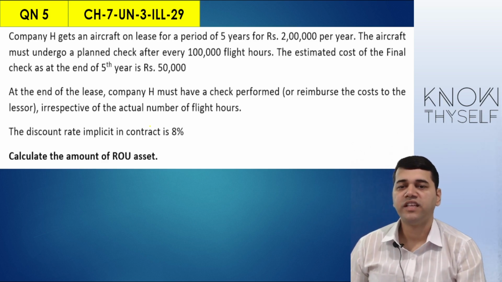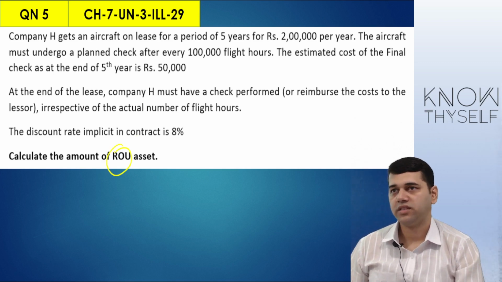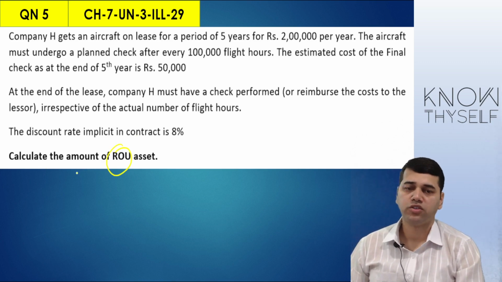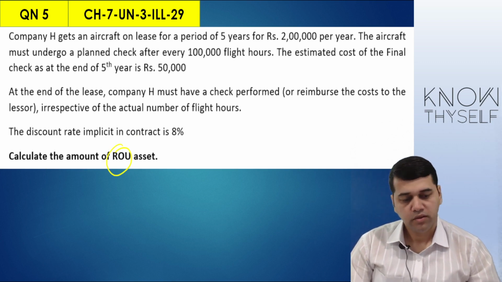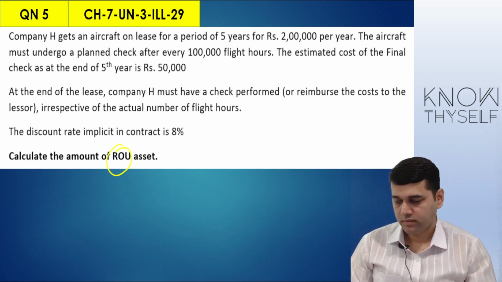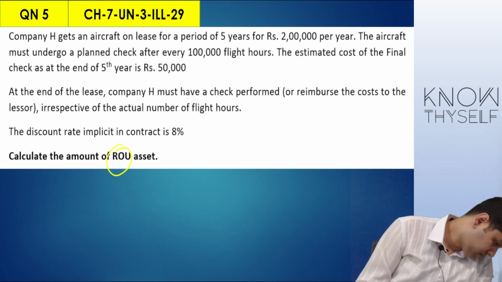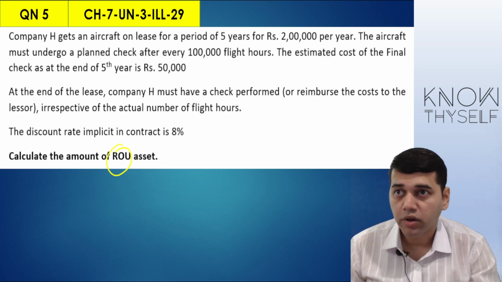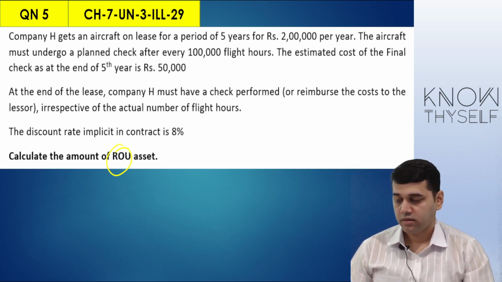The very first thing they said is ROU asset, which we understand from Ind AS 116. What they are asking is just to calculate the amount of ROU asset. So how do I start with the calculation? The first thing is I need the lease liability. What is my lease liability? What are all the components there?